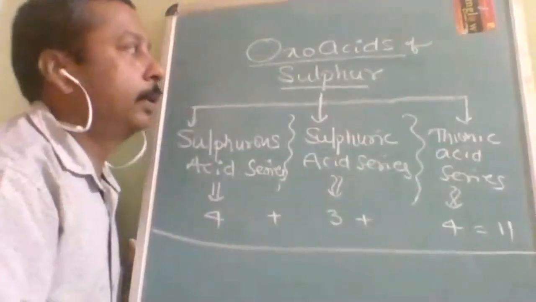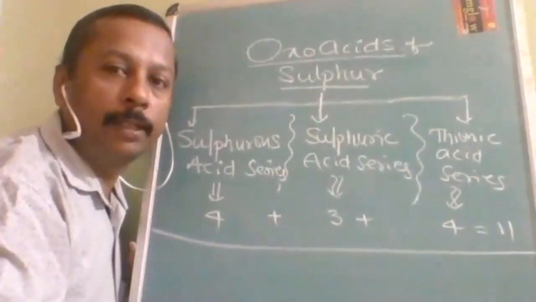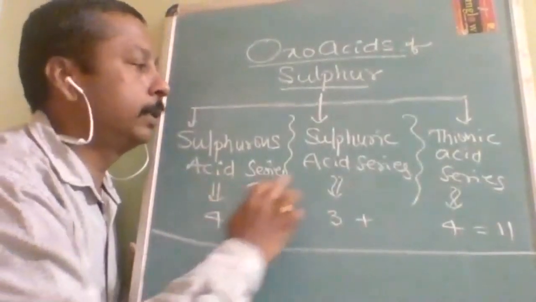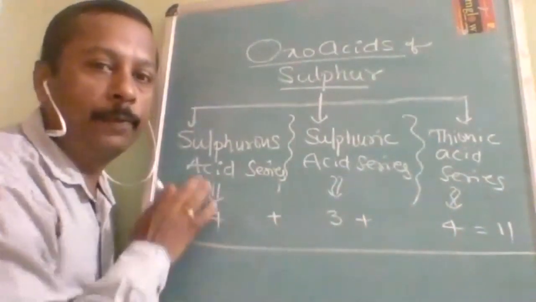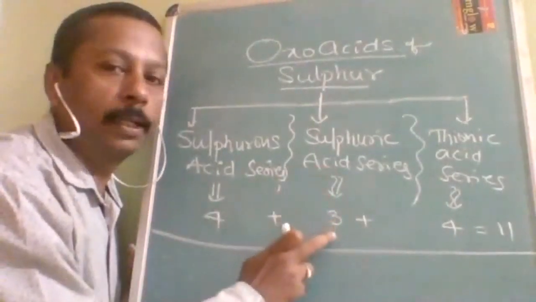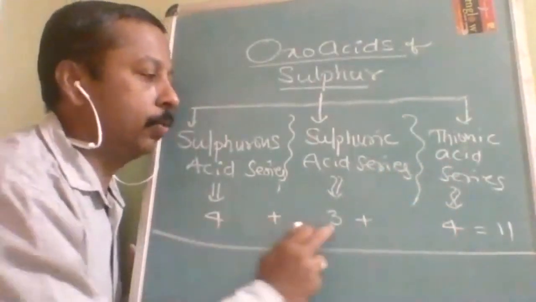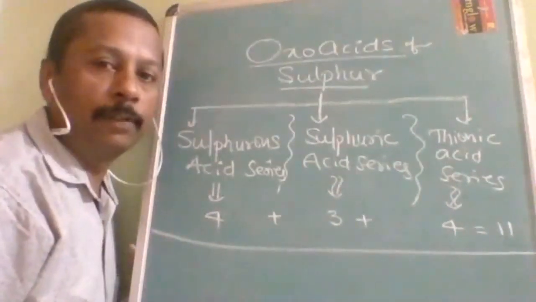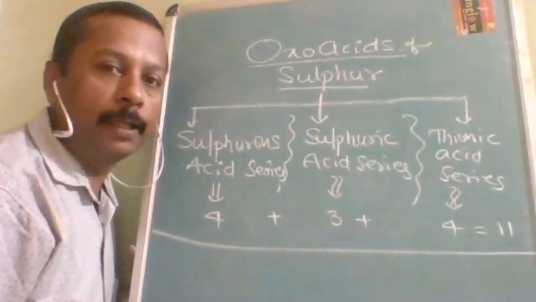Students, okay. Now, the oxoacids of sulfur are classified into how many parts in total? Three parts: sulfurous acid series, sulfuric acid series, and thionic acid series. The sulfurous acid series further contains four acids. The sulfuric acid series further contains three acids. The thionic acid series contains four acids. So in total, the oxoacids of sulfur are how many? 11. But before that, what is the difference between acid and oxoacid?